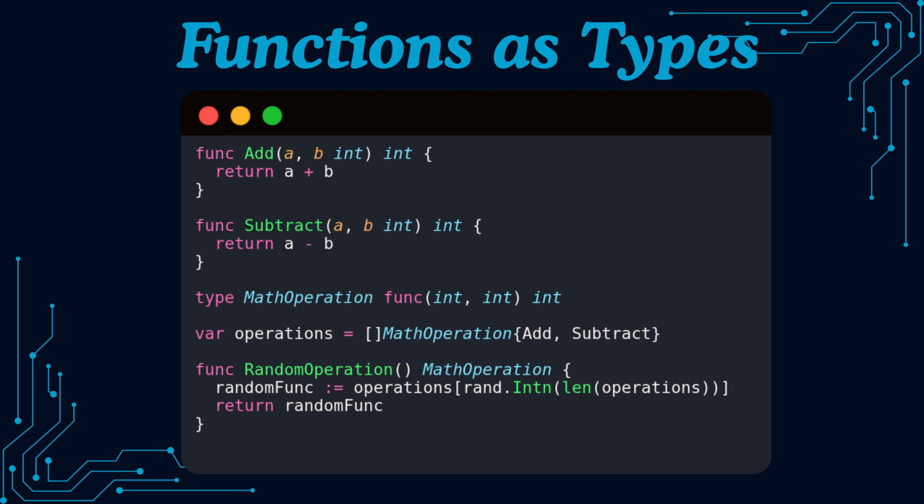In this second example, we can see that we can also store functions in arrays and also return them from other functions. Here, I want to return a random operation function from another function. To do this, we're going to store all our operation functions in an array. And then, in the function, we'll randomly pick one of the entries in the array and return it.